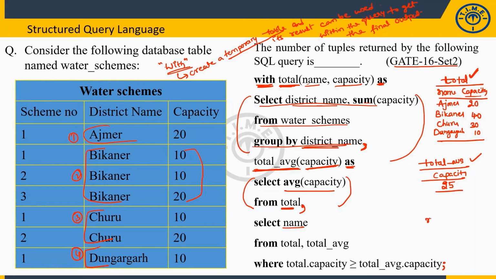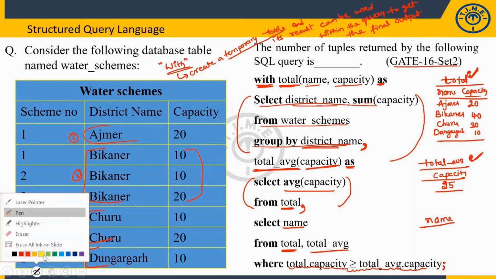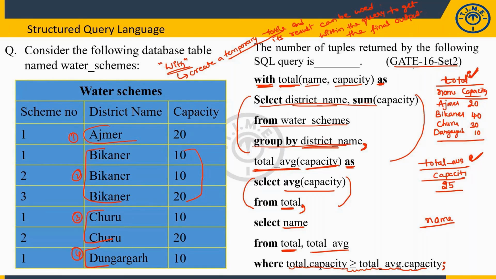Finally, selecting name in the output. It is not creating a temporary table. It is just finding the final output, name, from total comma total average. Total table is this one and total average table is this one. Two tables. Because it is calculating the output from two tables, it means it is a join operation. Now, what is the condition? The total capacity greater than or equals to total average capacity. This is total capacity comparing with total average capacity.